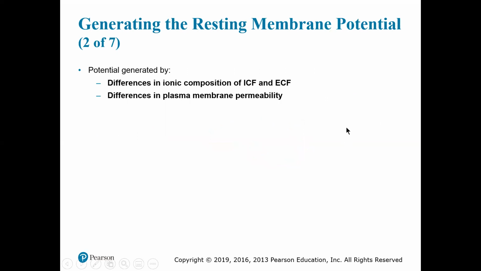So again, this is the difference between the ICF and the ECF. So the ICF is intracellular fluid, or the cytosol. ECF is the outside of the cell, the extracellular fluid. And of course, there's membrane permeability, which is also affected in a neuron by voltage changes, not just concentration gradient.